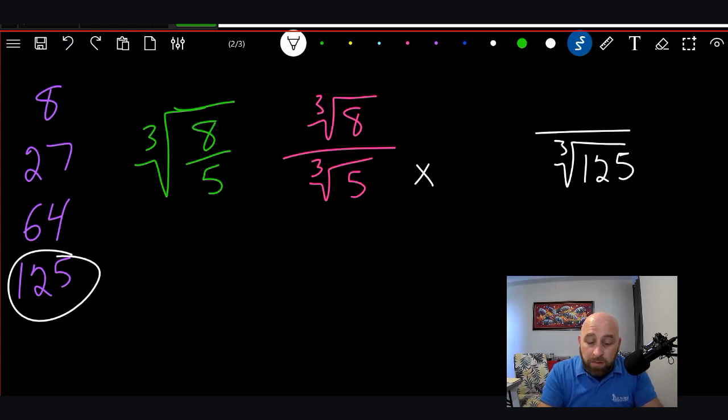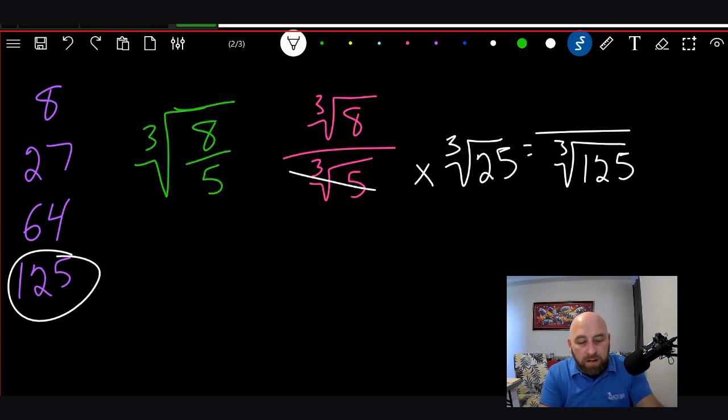Well, I have to multiply this times 5 times 5, or I have to multiply this times the cube root of 25. And then that's going to give me the cube root of 125. Why do I want the cube root of 25? What's my goal here? My goal is to get rid of this cube root in the denominator. That's what I'm doing.